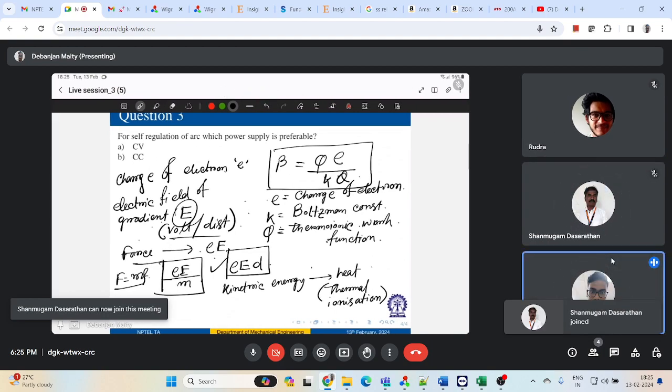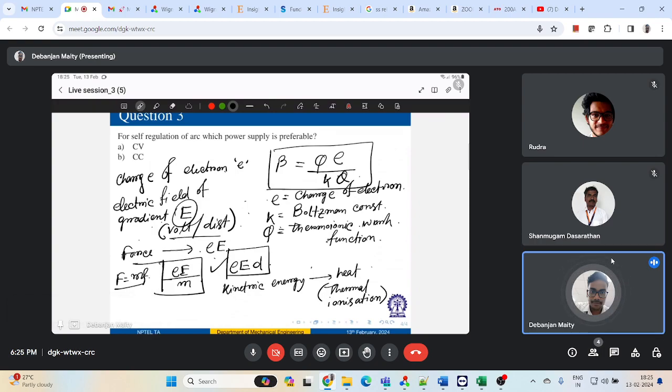So I have talked about this thermal ionization and also thermionic emissions. Now, normally these collisions are kind of elastic, and both momentum and kinetic energy are conserved. If this is elastic in nature, of course, this momentum and kinetic energy will be conserved.